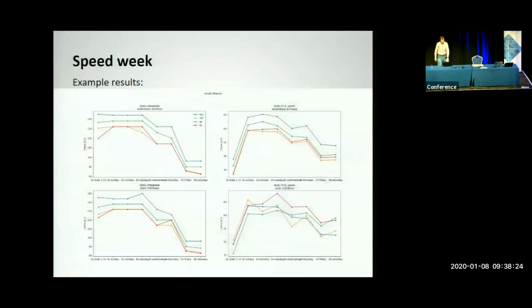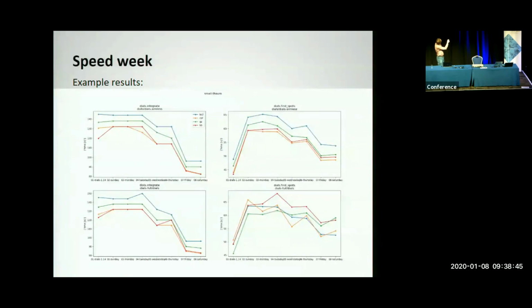And here are some example results for a particular representative data set. So we see that with DIALS integrated at the beginning of the week, on the DIALS 1.14 branch, we were taking, say, 120 seconds for an HDF5 data set, and we got that down to about 80 seconds by the end of speed week through these changes.